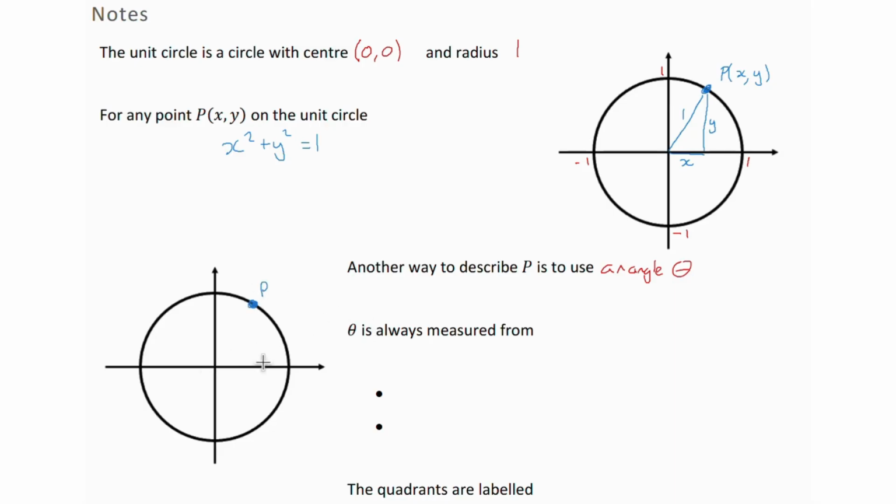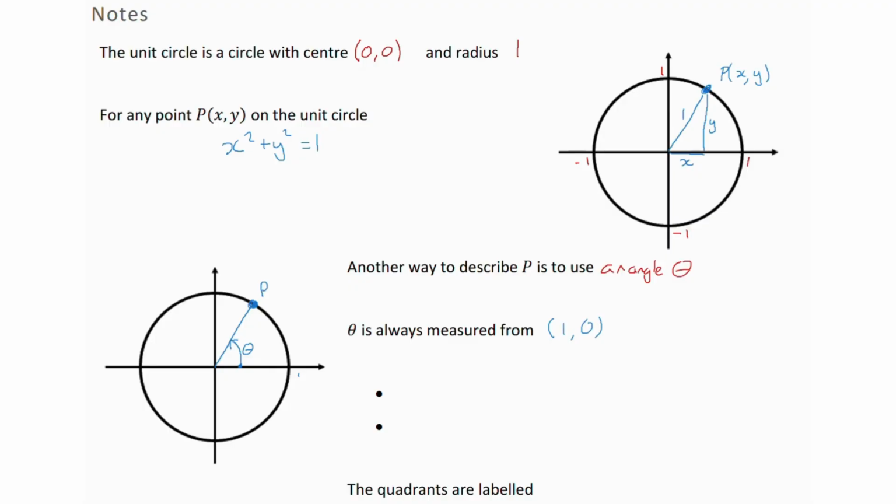instead of saying that it is x along and y up, we could say an angle measurement to get there, given that we know that the radius is 1. So given that we know that the radius is 1, we could describe an angle to get that. And we always describe the angle from the positive x-axis. So that would be our angle there, theta. It's always measured from the point 1, 0.